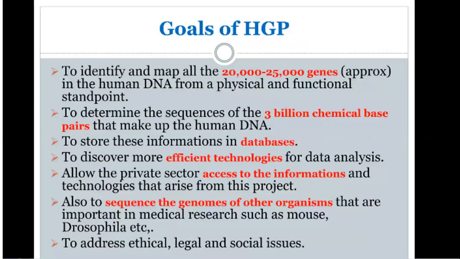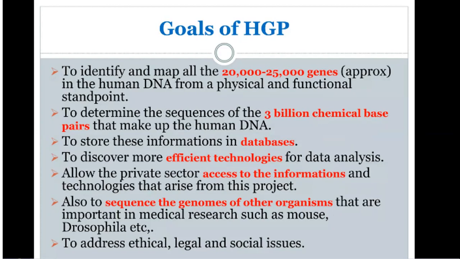There are different goals of the Human Genome Project. In the whole body of a human, approximately 20,000 to 25,000 genes are present. So the aim of the Human Genome Project was to identify and map all these genes.